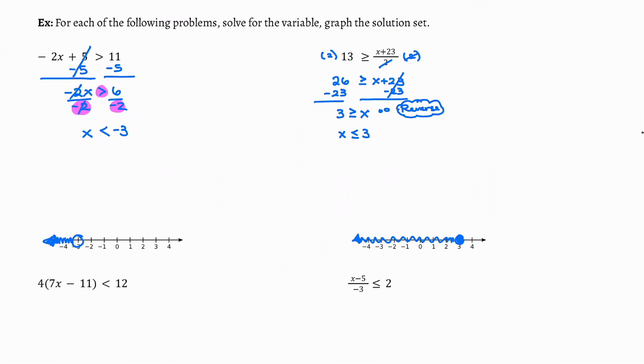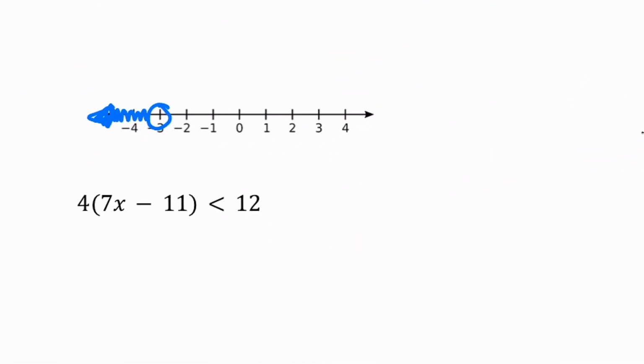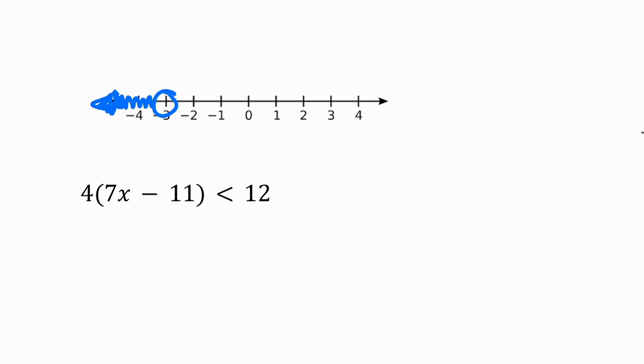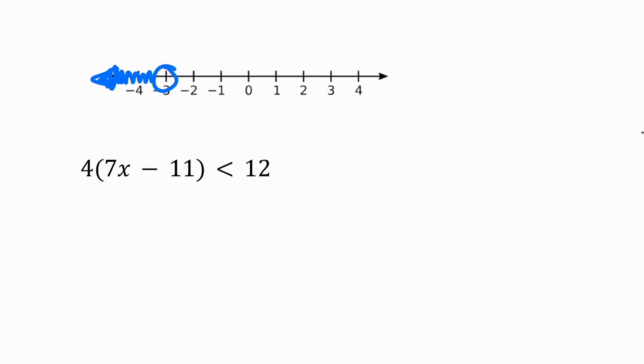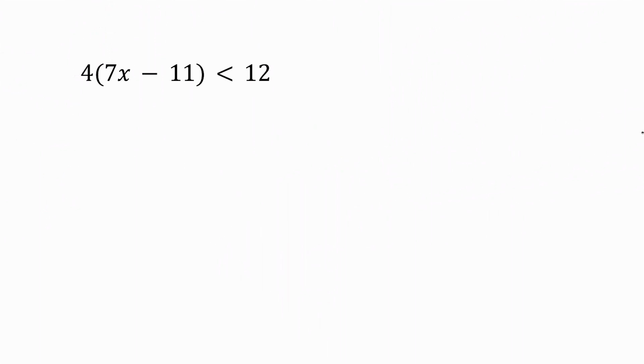Okay. On this one, there's actually a couple different ways you can do it, but what I've taught you to be consistent is to distribute that 4. So I think we're going to go ahead and stick with that. I'm going to distribute the 4. 4 times 7x gives me 28x minus 44 is less than 12.